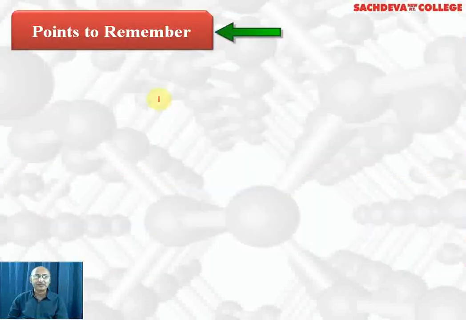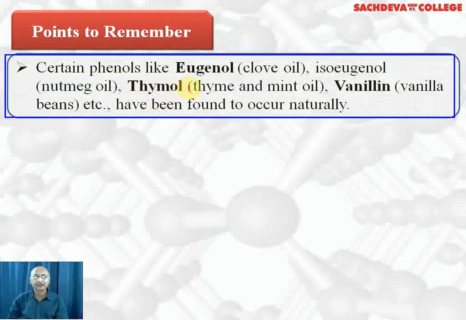Let's take up important points to remember. Certain phenols like eugenol present in clove oil, isoeugenol present in nutmeg oil, thymol present in thyme and mint oil, vanillin present in vanilla beans, which is used in vanilla ice cream, etc., have been found to occur naturally.